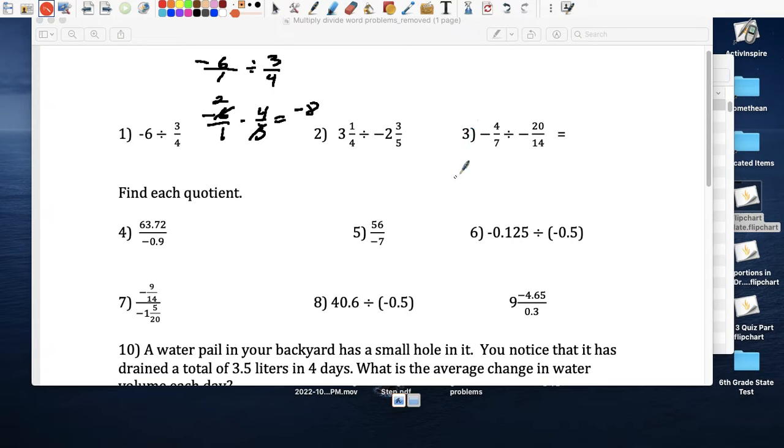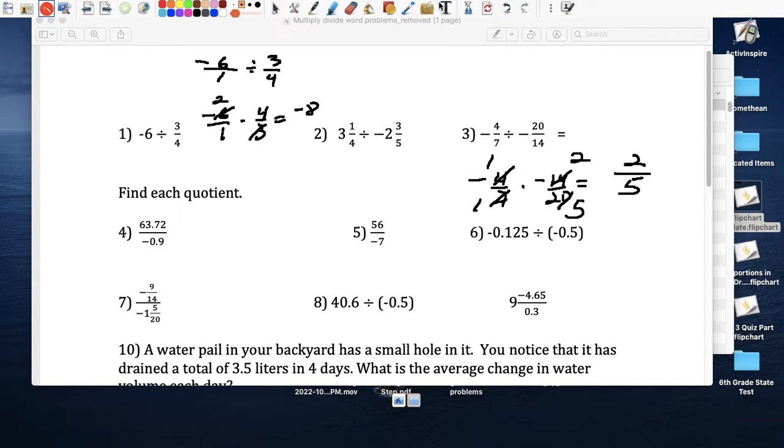Number 3, same thing. Now I think you can simplify before multiplying. -4/7 times -14/20. It is a positive answer, positive quotient. So 7 and 14 become 7 divided by 7 is 1, 14 divided by 7 is 2. 4 and 20 we can divide by 4. 4 divided by 4 is 1, 20 divided by 4 is 5, and nothing else. Simplify, we get positive 2/5.